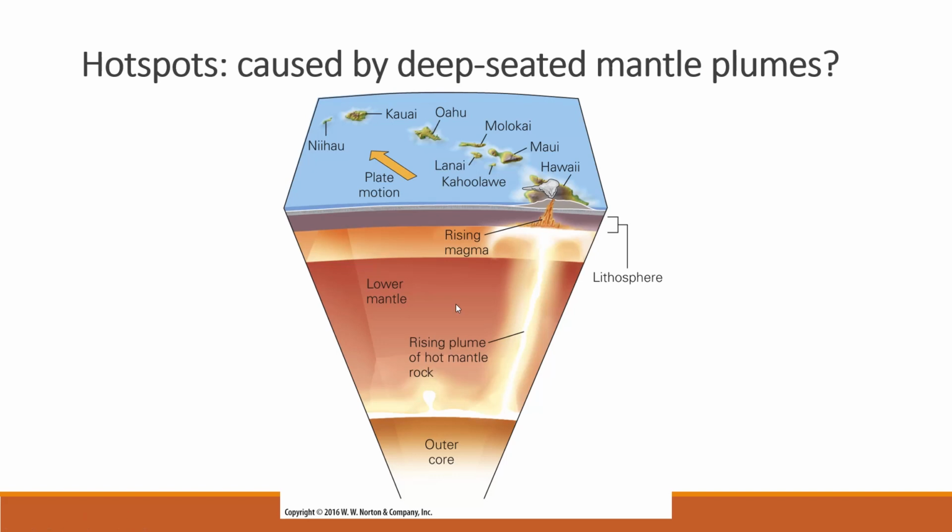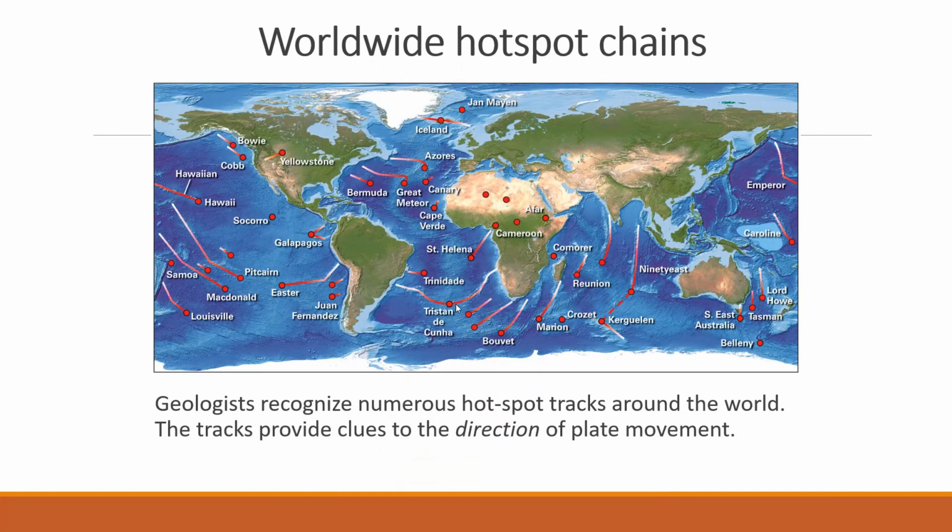Are they actually caused by deep-seated mantle plumes? There's a lot of debate on these. Where is the plume coming from? How many are there? There's still a lot of research going into this. This figure has a suspiciously large number of hotspots listed on it.